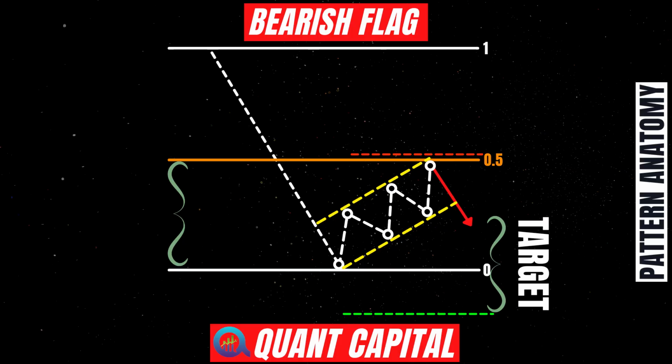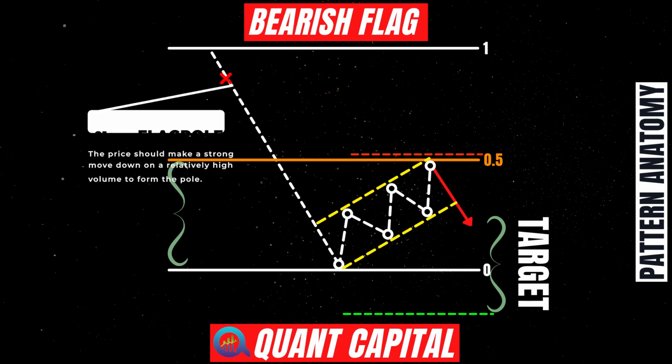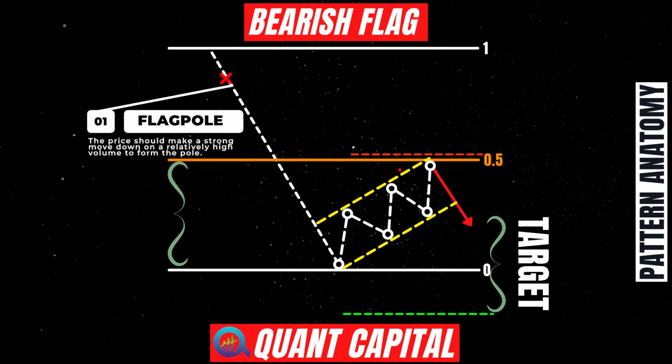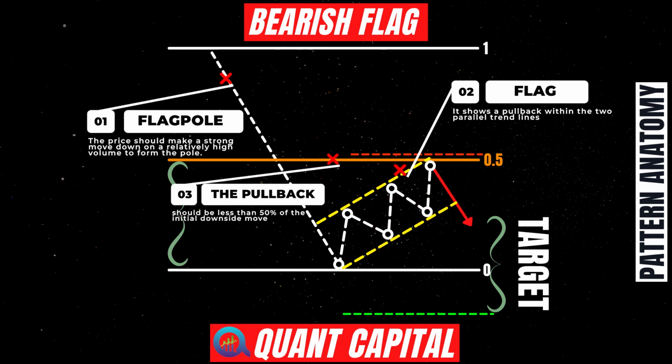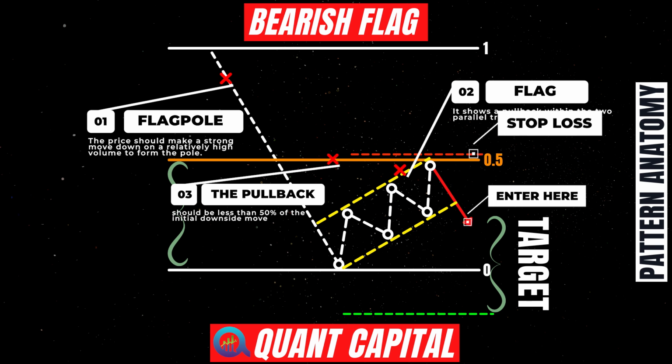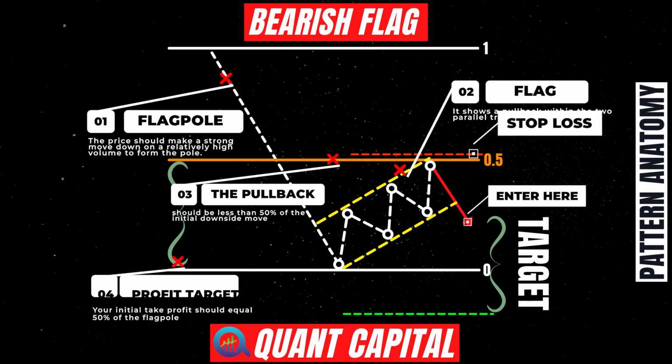A bearish flag forms when the price shows an initial strong move to the downside and then a slight consolidation to the upside, allowing us to draw two trend lines. As you can remember, this pullback should be less than 50% of the initial move down. Our risk management rules remain the same. Our stop loss should be placed above the upper trend line, while the profit target should be equal to 50% of the flagpole. So here's the market example.